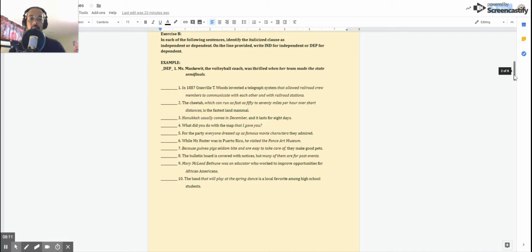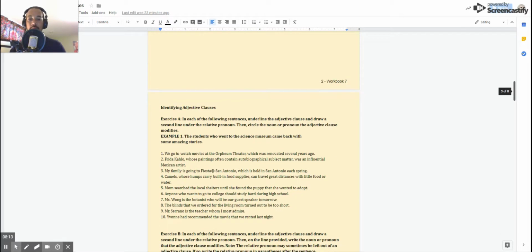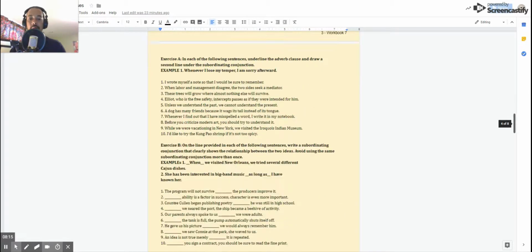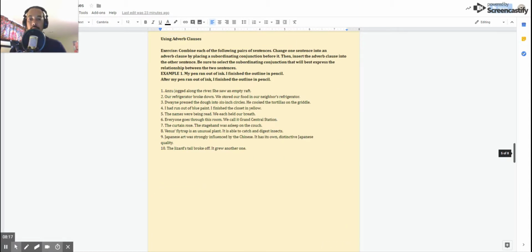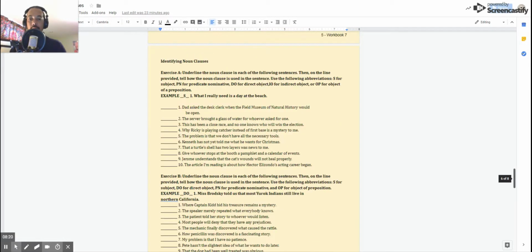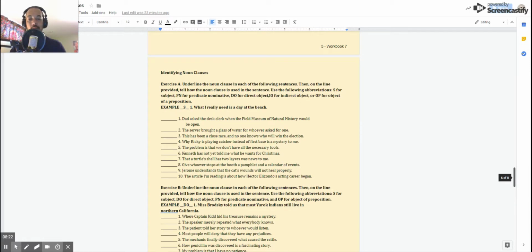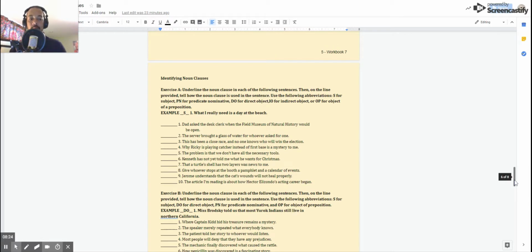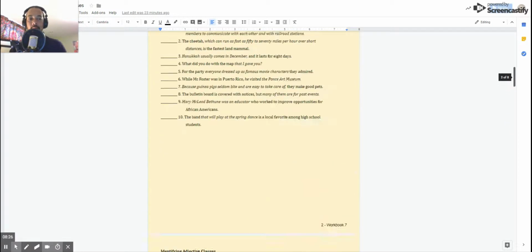Okay. So that's what we're going to be doing with the rest of the worksheet. We'll tackle the adjective and adverb. Sorry, I went a little too fast. Adverb and the noun clauses in class together. They are very intense. And I think those will be better if we spend the time together in class going through those.